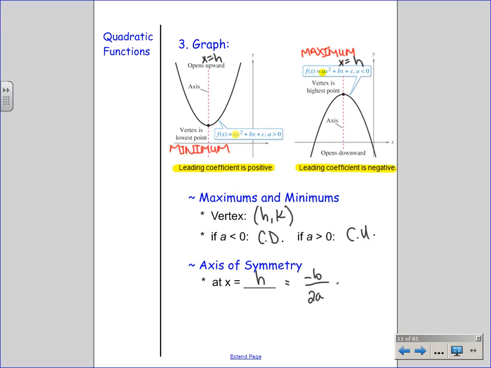Abbreviations, guys, help out. What's CD? Concave down. Remember the concavity, the curvature of the parabola? So then what's CU, everybody? Concave up. Good. Concave down like a frown, concave up like a cup.